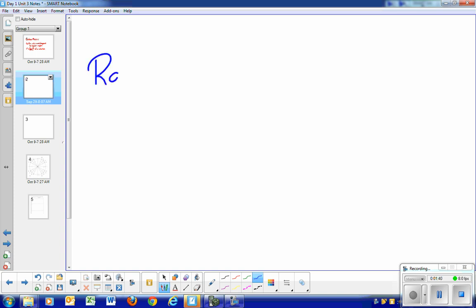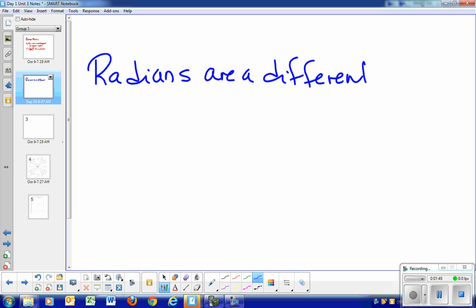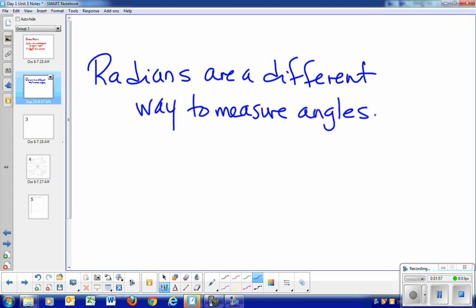So you could write to yourself that radians are just another way to measure angles. An analogy that I make is that just like with length, you can measure in inches or centimeters or yards or meters. This is just a different measurement system.